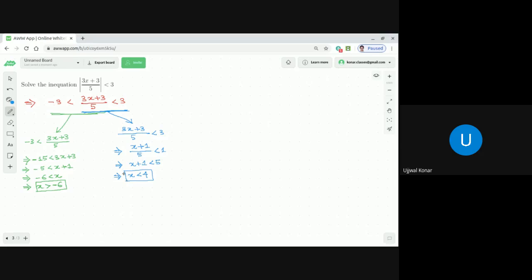So now the solution to our inequation should satisfy both, that is, what you see in the green box, x greater than minus 6, and also what is in the blue box, x less than 4. So now let us combine these two. What is the solution? We can write first in the form of inequality: minus 6 less than x less than 4. Correct, dear students? So from here we can write the solution in set theoretic notation: x belongs to the open interval minus 6 to 4.